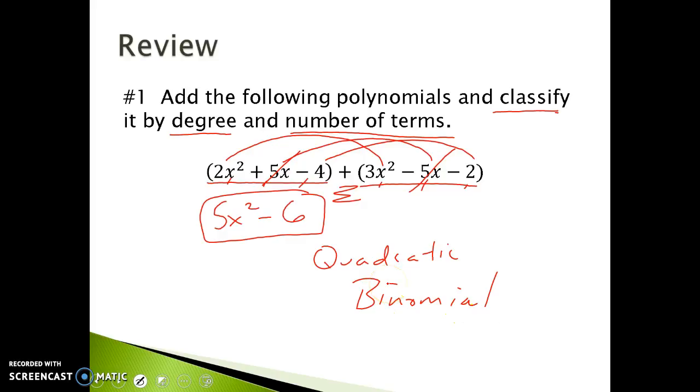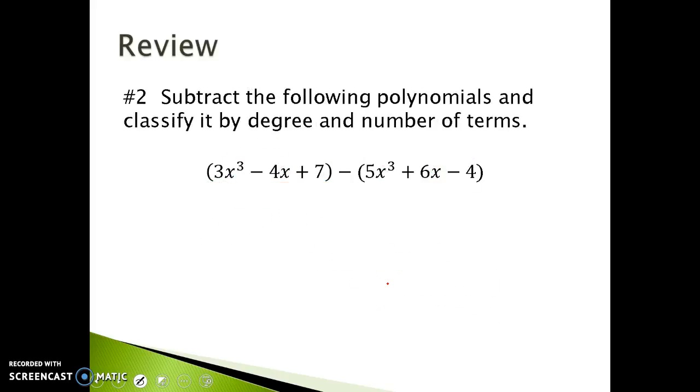All right, let's move on. Take a look at subtracting polynomials. And so let's just name these first. Here we have a cubic trinomial. Cubic because the degree is 3. Here's another cubic trinomial. Degree is 3. It's a trinomial because there's 3 terms here and there's 3 terms here. But this time we're subtracting.